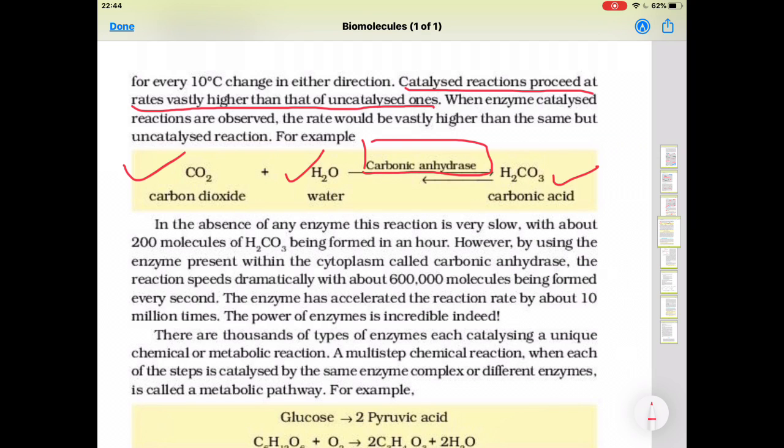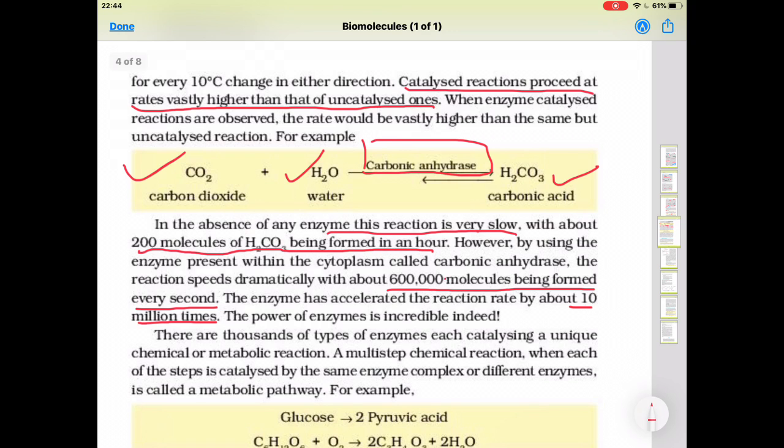In the absence of any enzyme, this reaction is very slow, with about 200 molecules of carbonic acid being formed in an hour. However, by using the enzyme present within the cytoplasm called carbonic anhydrase, the reaction speeds up dramatically, with about 6 lakh molecules being formed every second. The enzyme has accelerated the reaction rate by about 10 million times. The power of enzymes is incredible indeed. So when an enzyme is present, the reaction proceeds at a very fast rate.